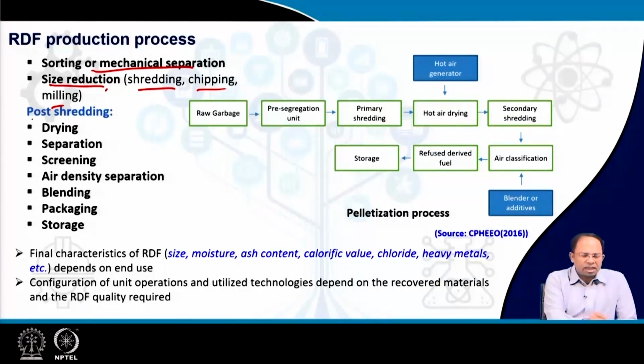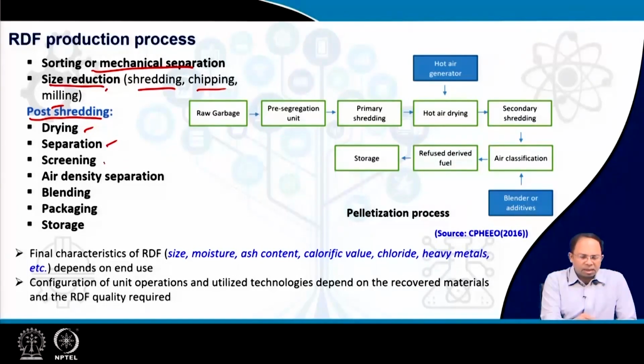The next steps are post shredding. That means once we have done the shredding operation, we have now reached uniform size. Then the steps are drying of the waste so that moisture is removed. Then some screening is done so that we separate different types of waste based on size.